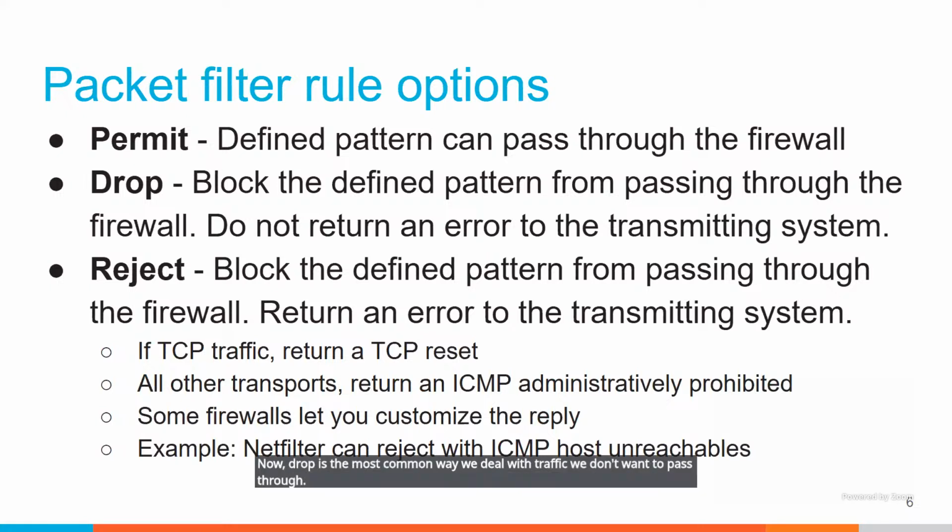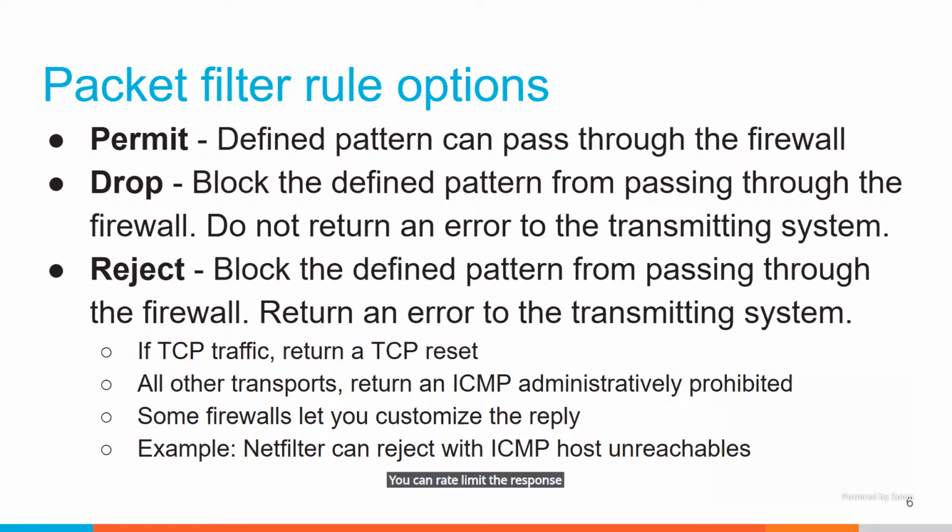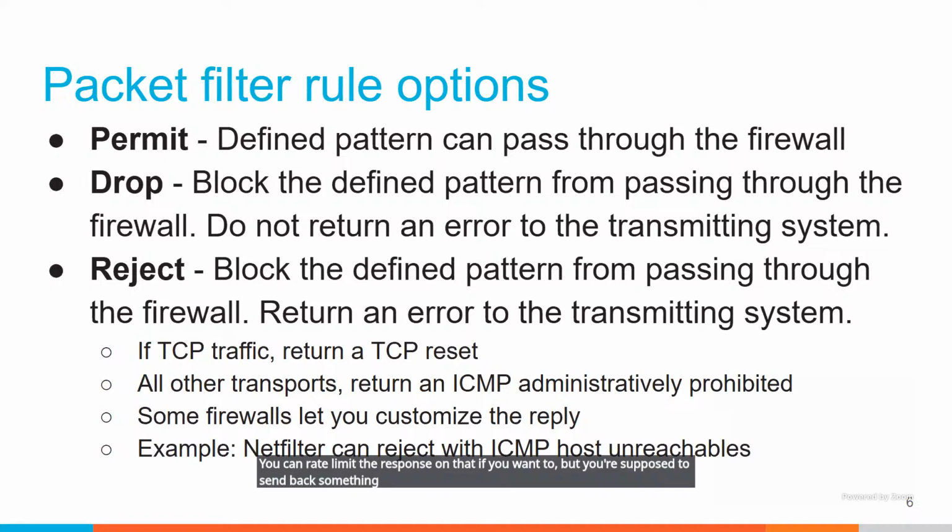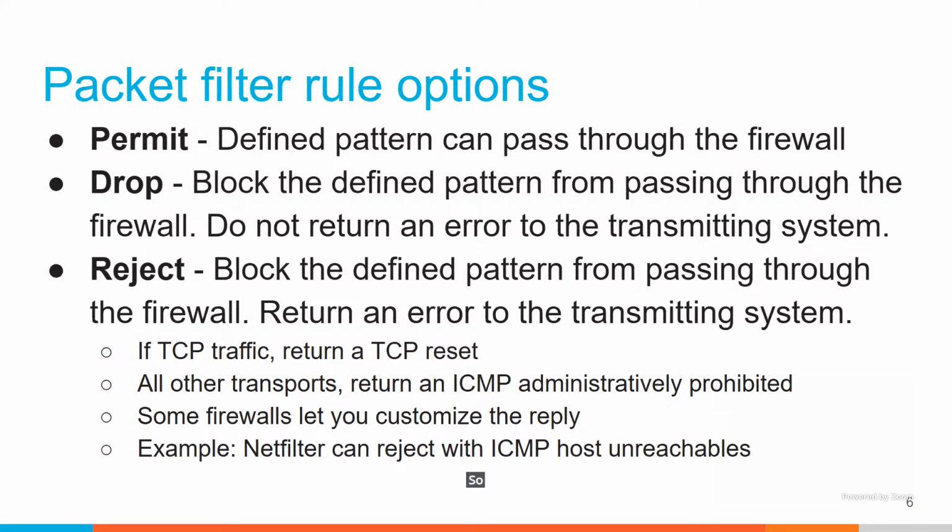And technically, it breaks the RFCs. By that, I mean, when you go back to the original RFCs and you look at the acceptable ways to handle traffic, if you don't let something through, you're supposed to return an administratively prohibited error. You can rate limit the response if you want to, but you're supposed to send back something that says, hey, the service you're trying to get to, there's a device in the way not letting you get to it. It might be running, might not. That doesn't matter. You're not allowed to access it. So drops aren't supposed to happen, but we do it anyway.